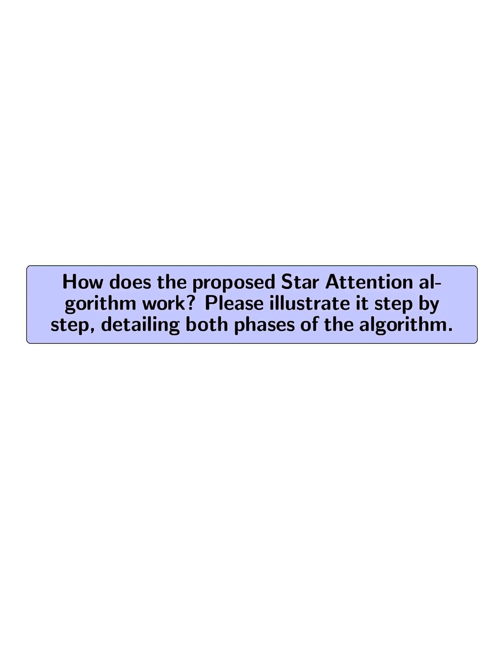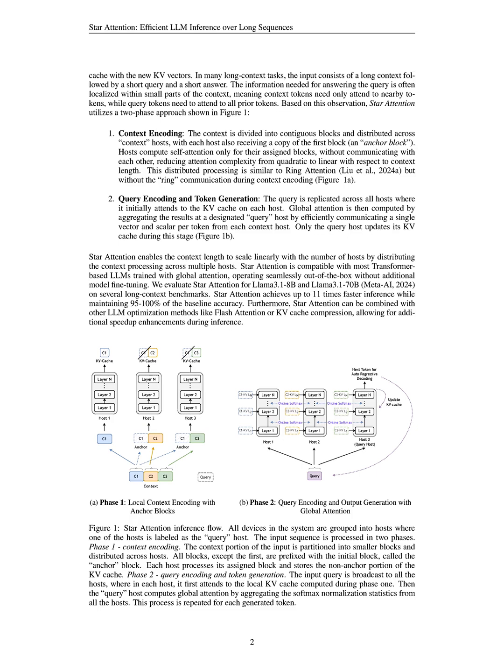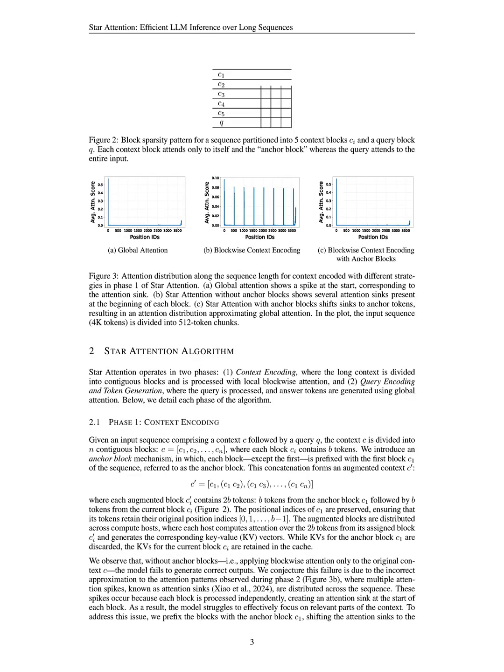How does the proposed star attention algorithm work? Please illustrate it step by step, detailing both phases of the algorithm. The star attention algorithm operates in two distinct phases: context encoding and query encoding with token generation. In the first phase, context encoding, the input context is divided into contiguous blocks, with each block prefixed by an anchor block, the first block.